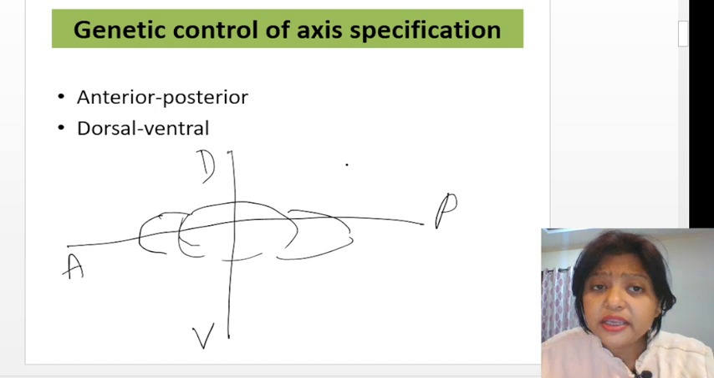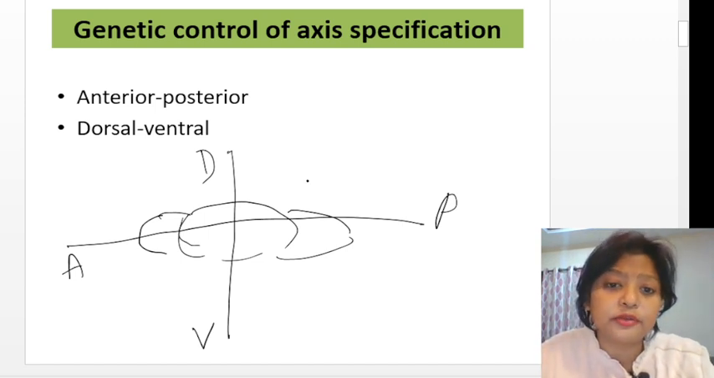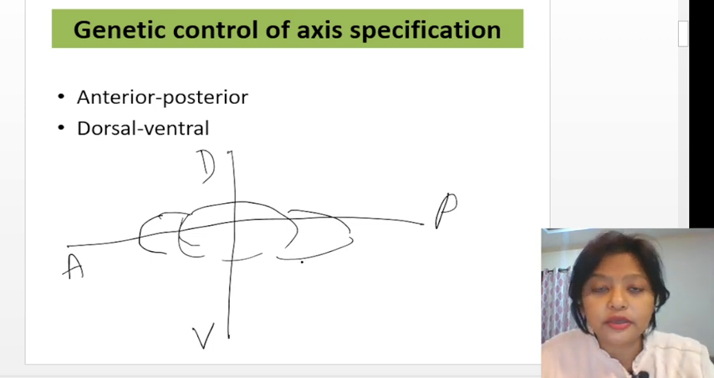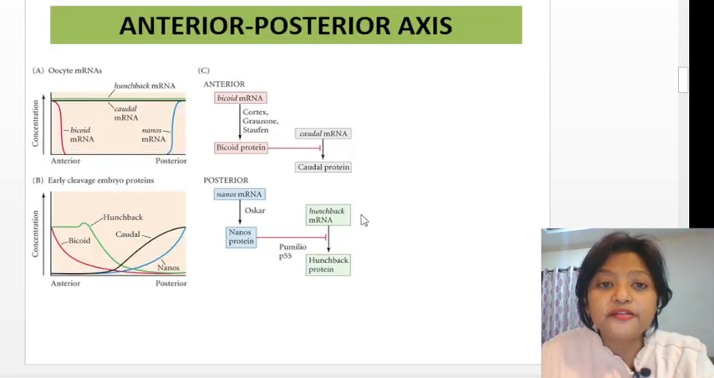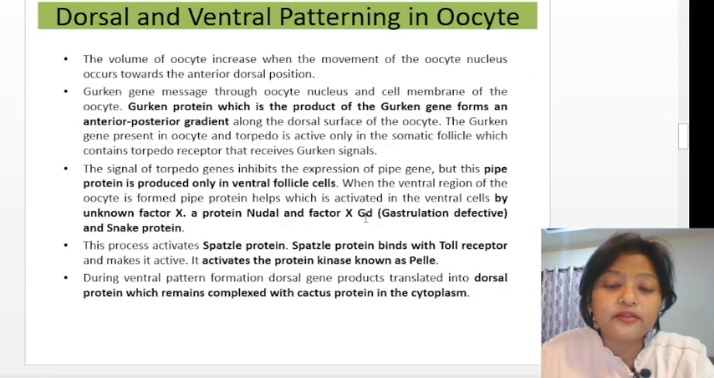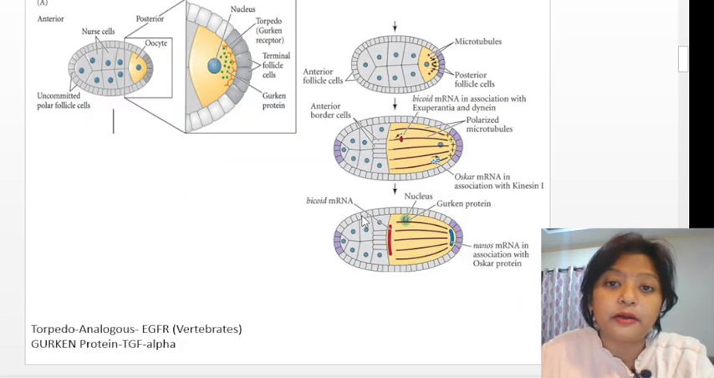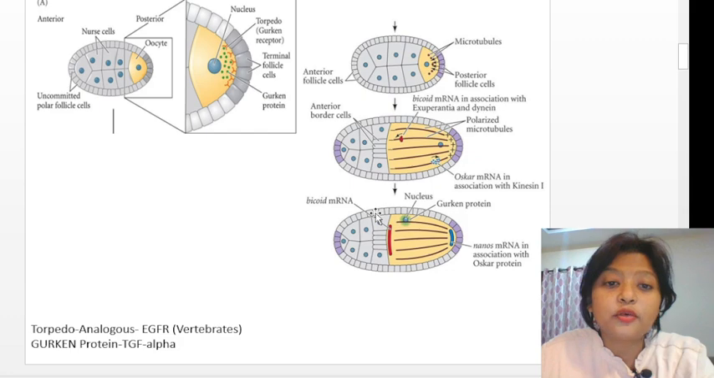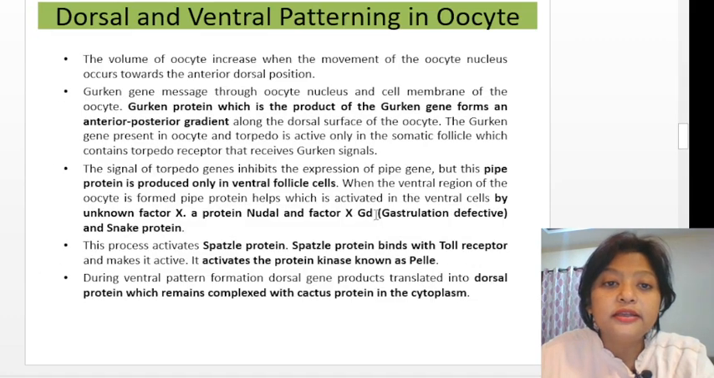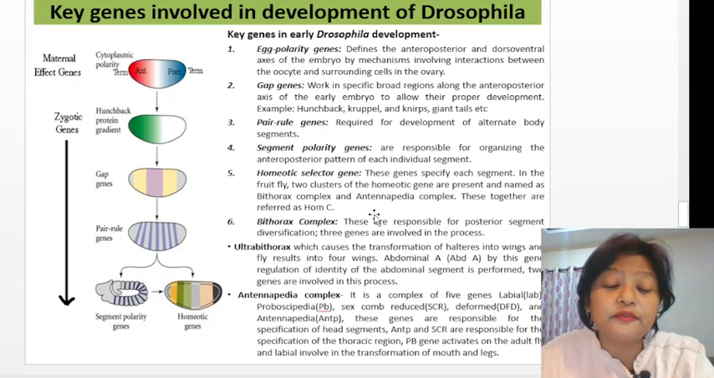In this topic, we'll be talking about this axis formation: how the anterior posterior axis is being formed, how the dorsal and ventral axis is being formed, and how the patterning is occurring. First of all, we should know that this step occurs in the oogenesis part, so there are some maternal genes involved out here. What are those genes? We'll talk about it later in my future slides.